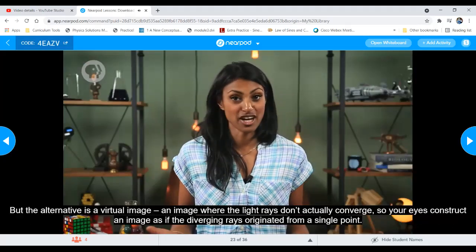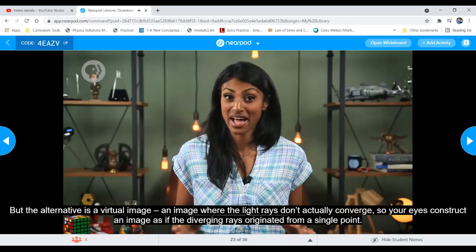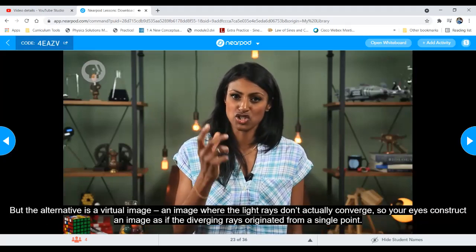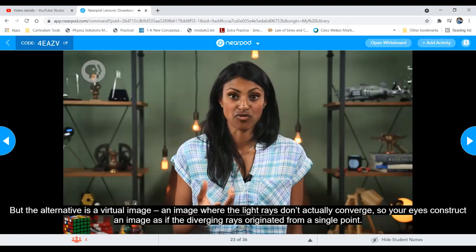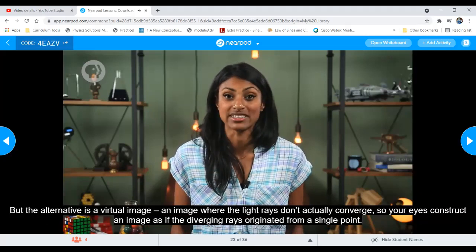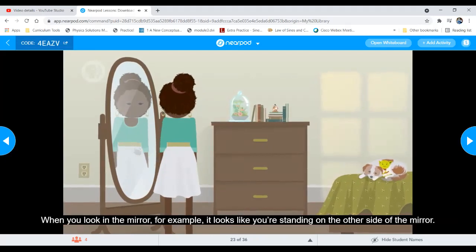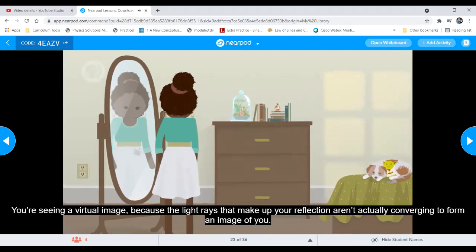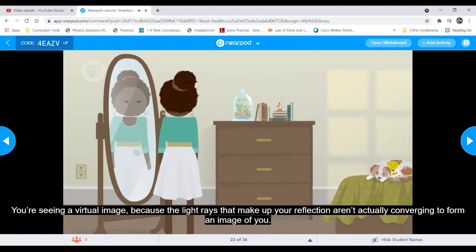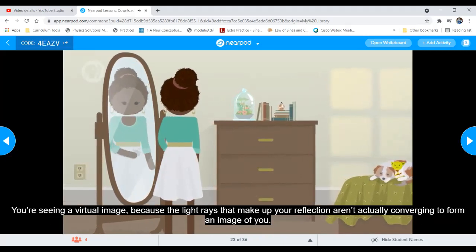But the alternative is a virtual image, an image where the light rays don't actually converge, so your eyes construct an image as if the diverging rays originated from a single point. When you look in the mirror, for example, it looks like you're standing on the other side of the mirror, but you aren't. You're seeing a virtual image because the light rays that make up your reflection aren't actually converging to form an image of you.